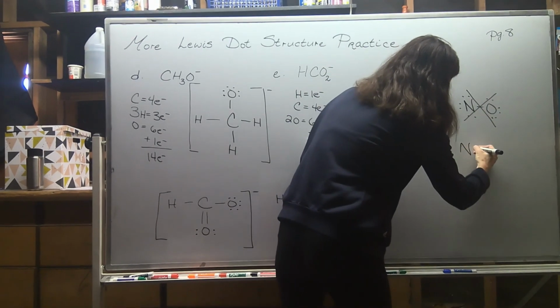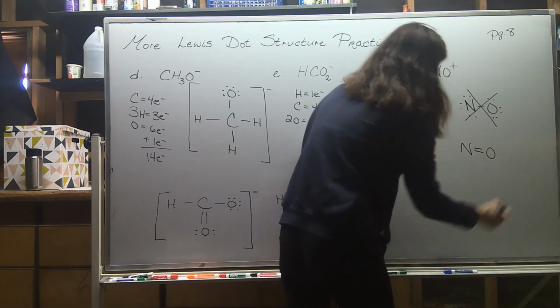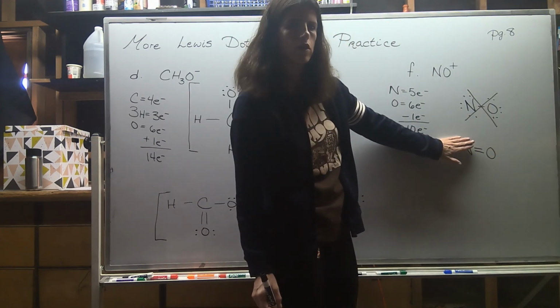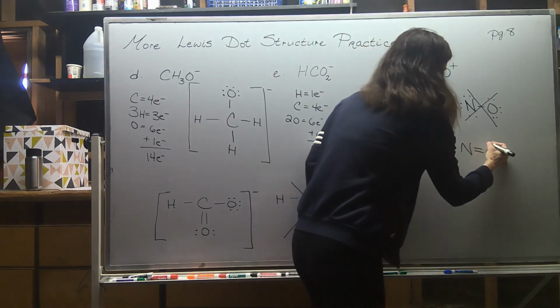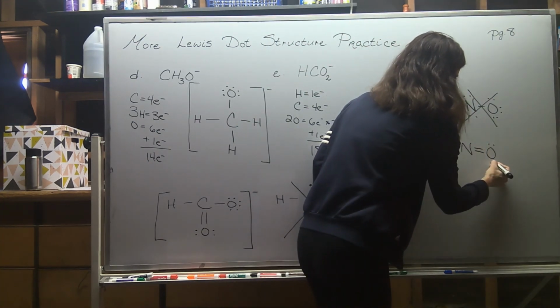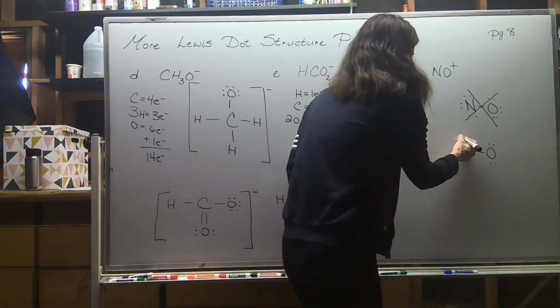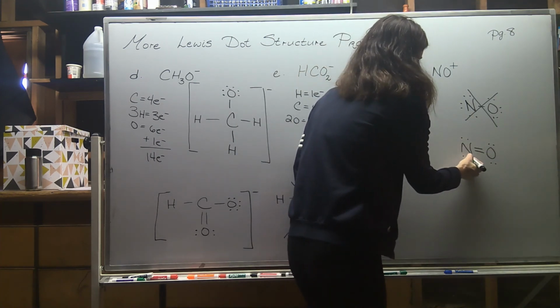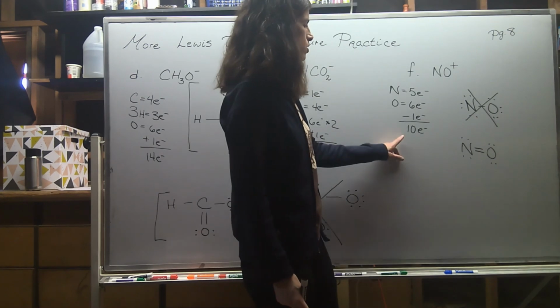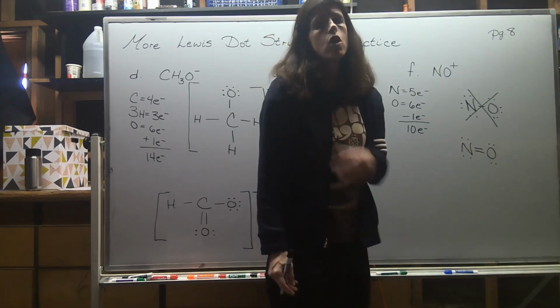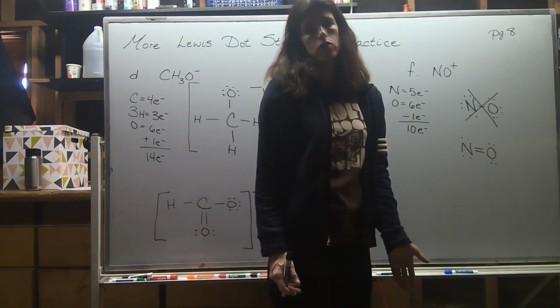I'm going to try to draw it again, this time with a double bond. With the double bond, the oxygen has 4 electrons around it. I'm going to give it 4 more. Same thing with the nitrogen. It needs 4 more because it currently has 4. Let's check our math then. Did we use 10? 2, 4, 6, 8, 10, 12. We still use too many electrons.